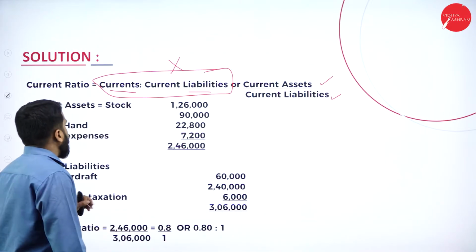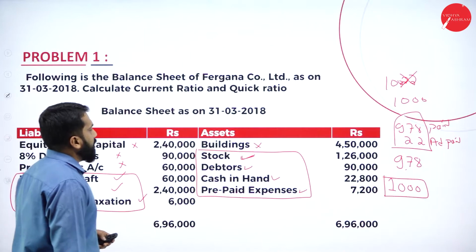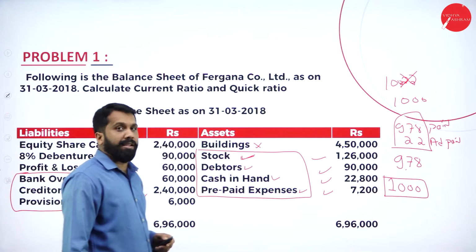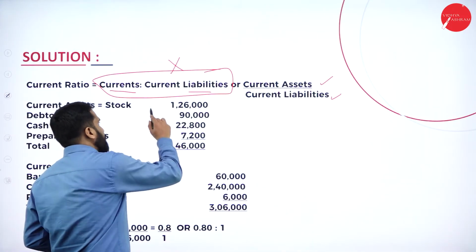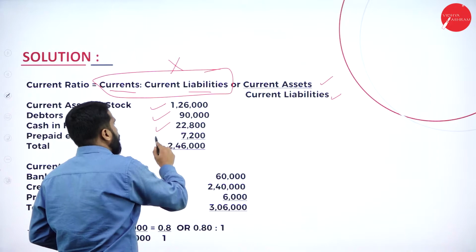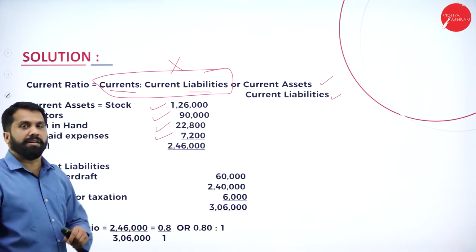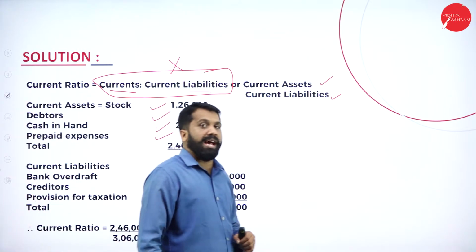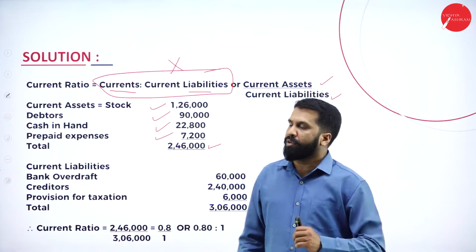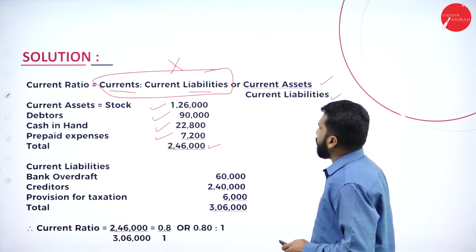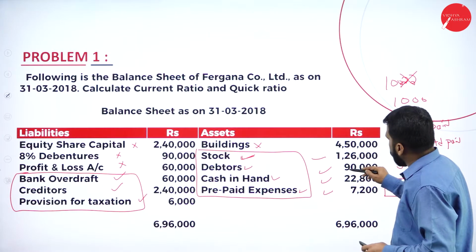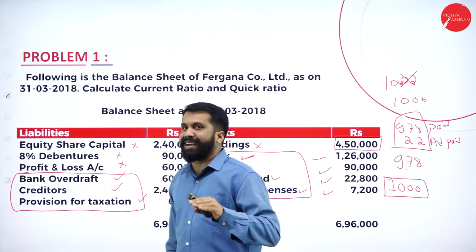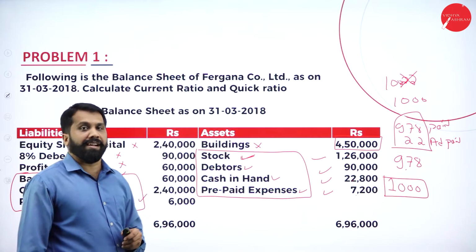Now, we'll check your stock you have. I'll go back. 1,26,000, 90,000, 22 as well as 7,200. Add everything, and you will get 2,46,000. Hope you understood. All 4 items, except your building, we have considered as current asset items.